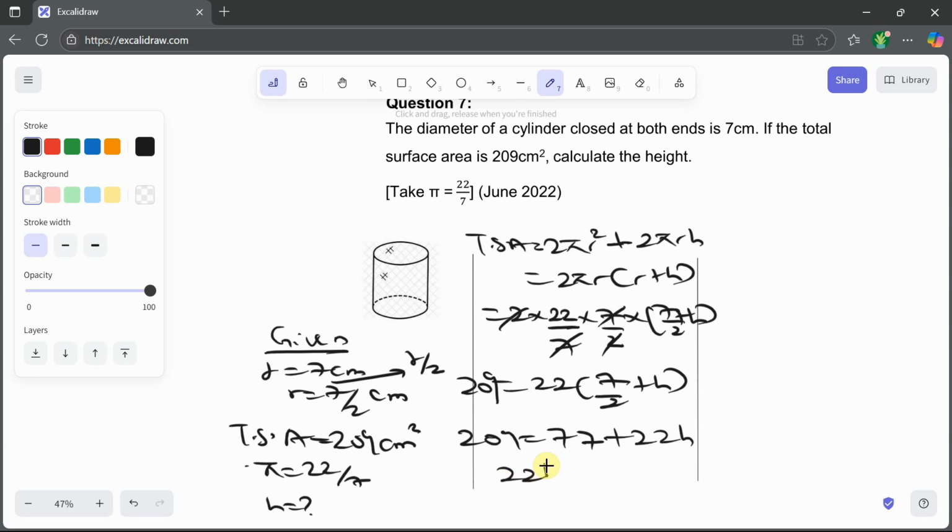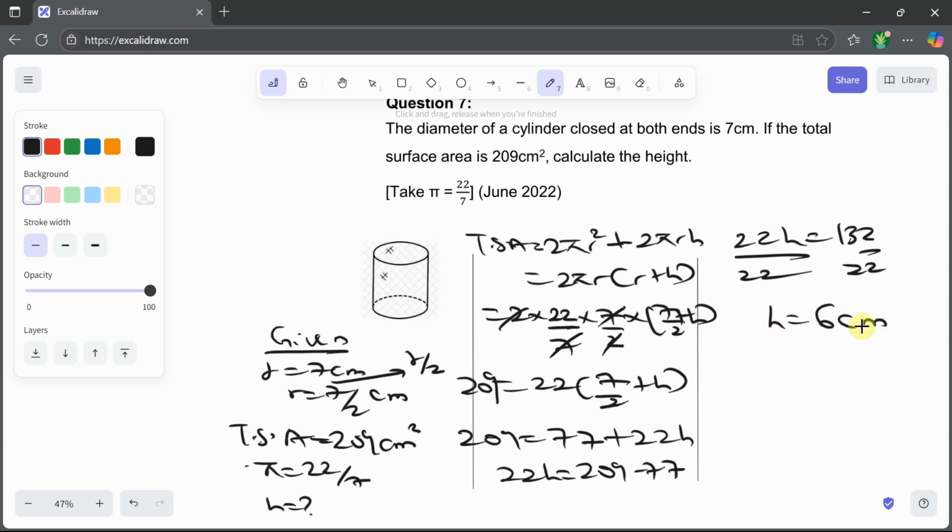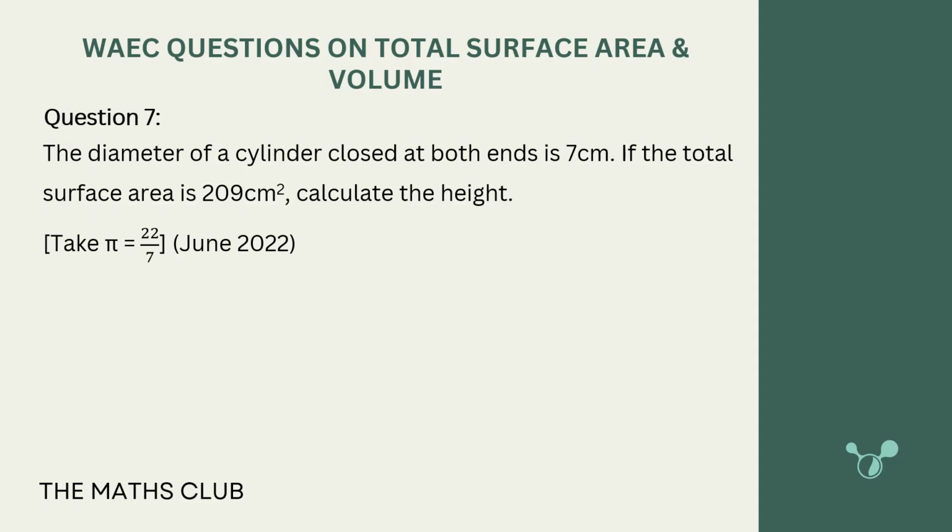So 22h will now be equal to 209 minus 77. 209 minus 77 gives 132. So 22h is equal to 132, and dividing by 22, that gave me 6. So our h is equal to 6 centimeters. Let's see if our answer is correct.